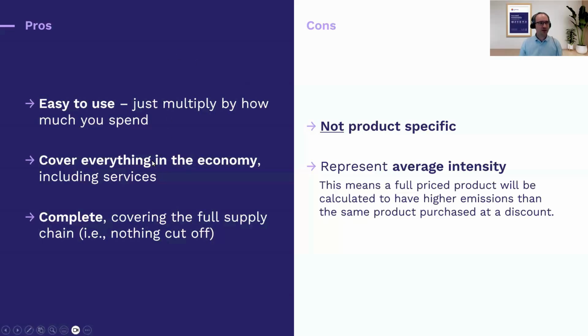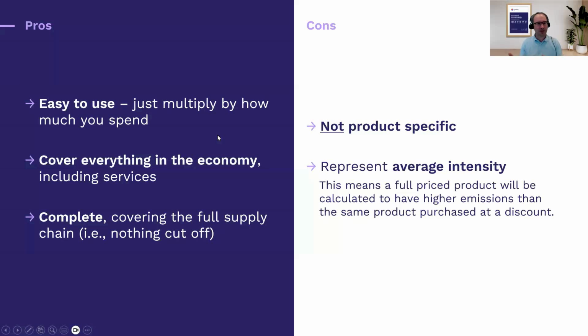The advantages, just to cover those again, is that they're very easy to use. You just multiply by how much you spend. The advantage is they're covering absolutely everything that you spend money on. So they're covering products, but also services. And then they have the other advantage that a lot of other emission factors don't, is that they're complete by definition. So all money that we spend on buying things in the economy flows through. It flows through all levels of the supply chain. And so we capture everything. So all of the services are included, but absolutely everything that's got a dollar value in the economy is captured.